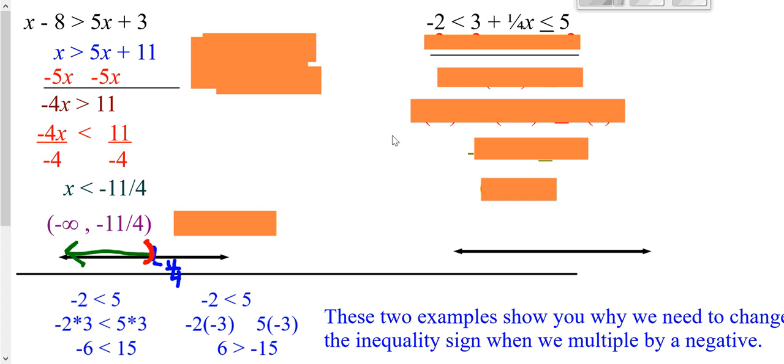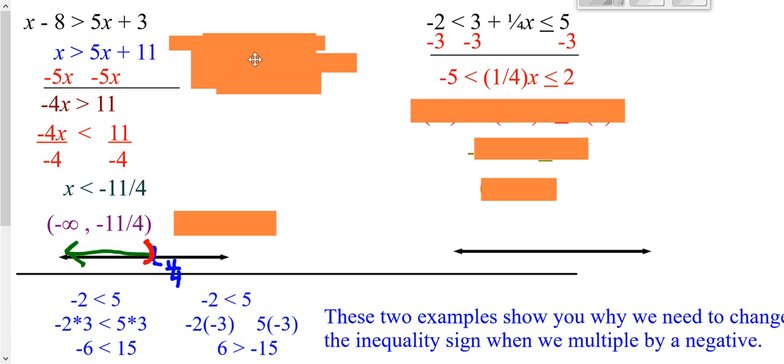Then we'll solve our top next one. We're going to try to get x by itself, so you've got to get rid of that +3. So subtract 3 from all 3 parts, and we would get this.